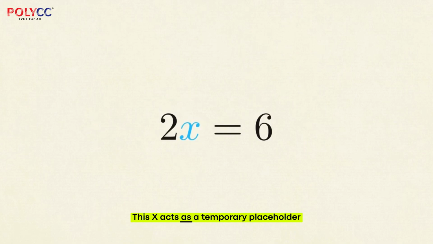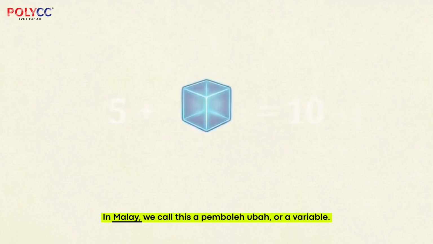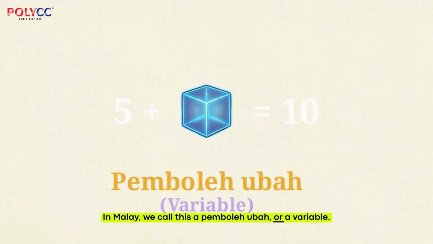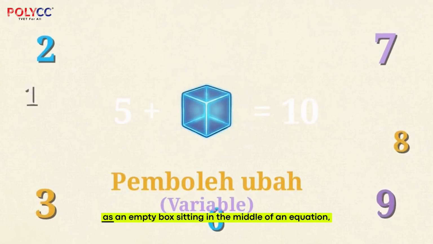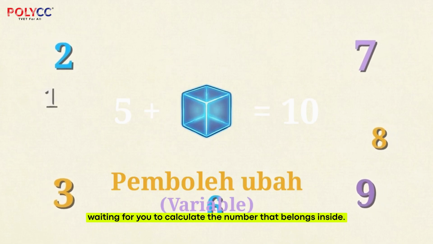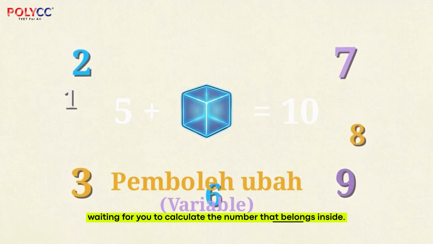This x acts as a temporary placeholder for the specific unknown value we are hunting. In Malay, we call this a pembelajaran, or a variable. You can visualize it as an empty box sitting in the middle of an equation, waiting for you to calculate the number that belongs inside.